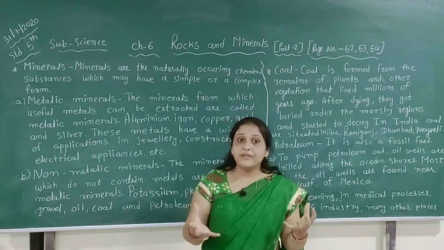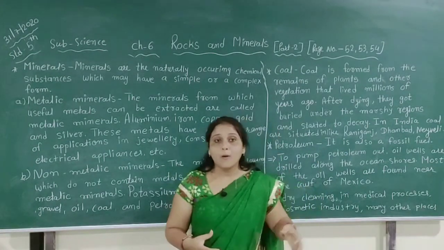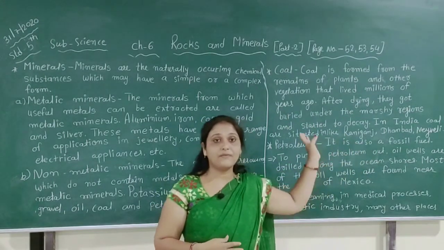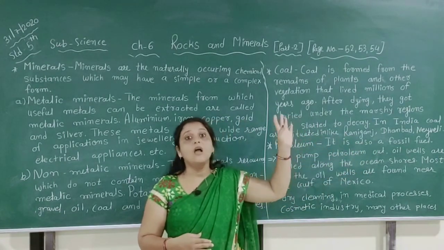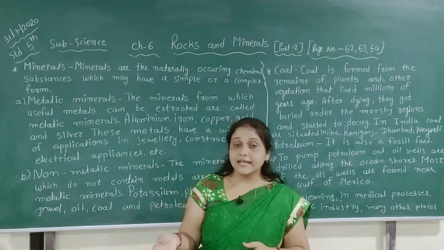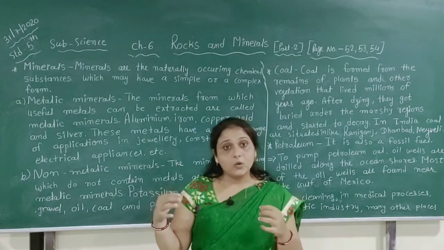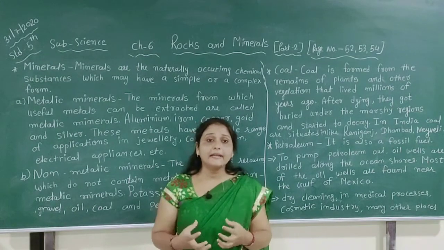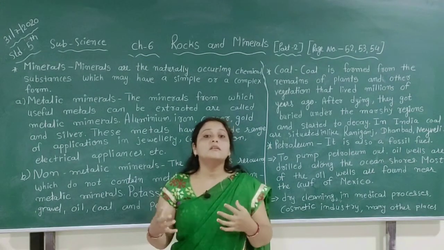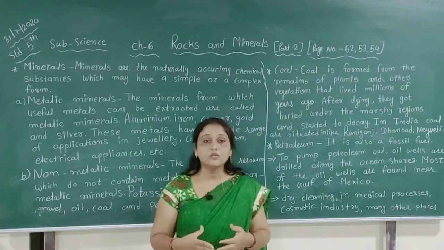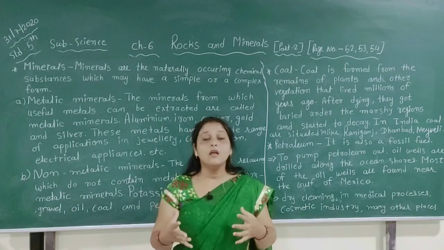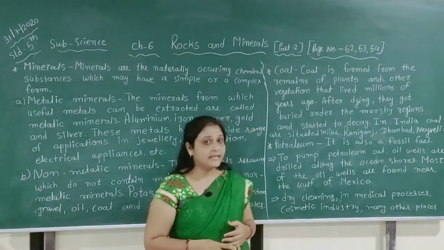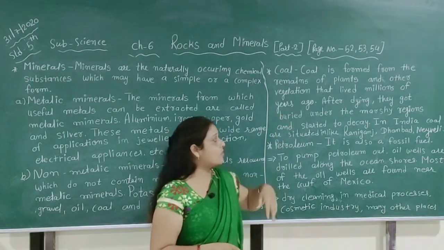Then after, we can get coal from their bodies, because after decaying the plants and the different types of vegetation, the things will die, then they go under the soil, under the earth, and they get much heat under the surface of the earth, and because of this they will burn and become coal. So we can get coal from these types of things.